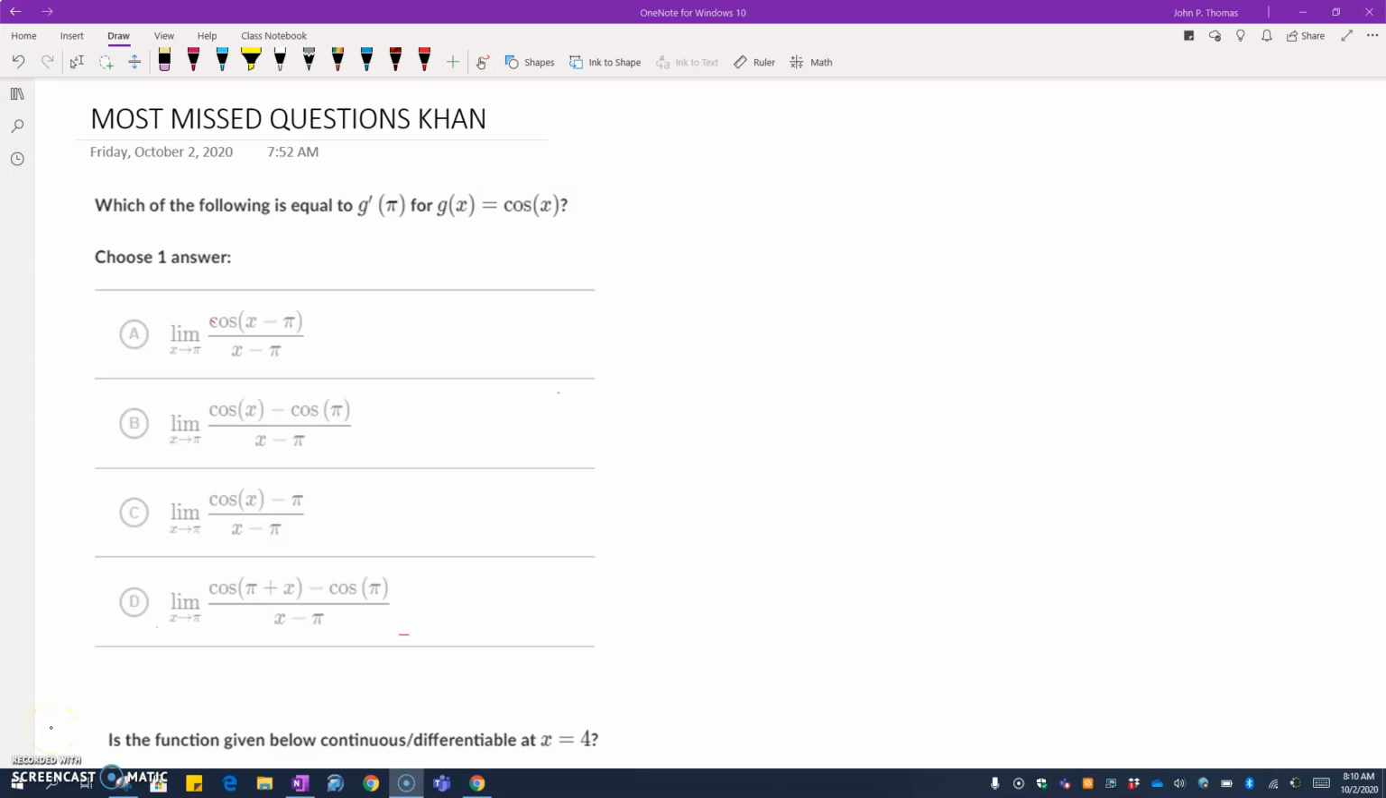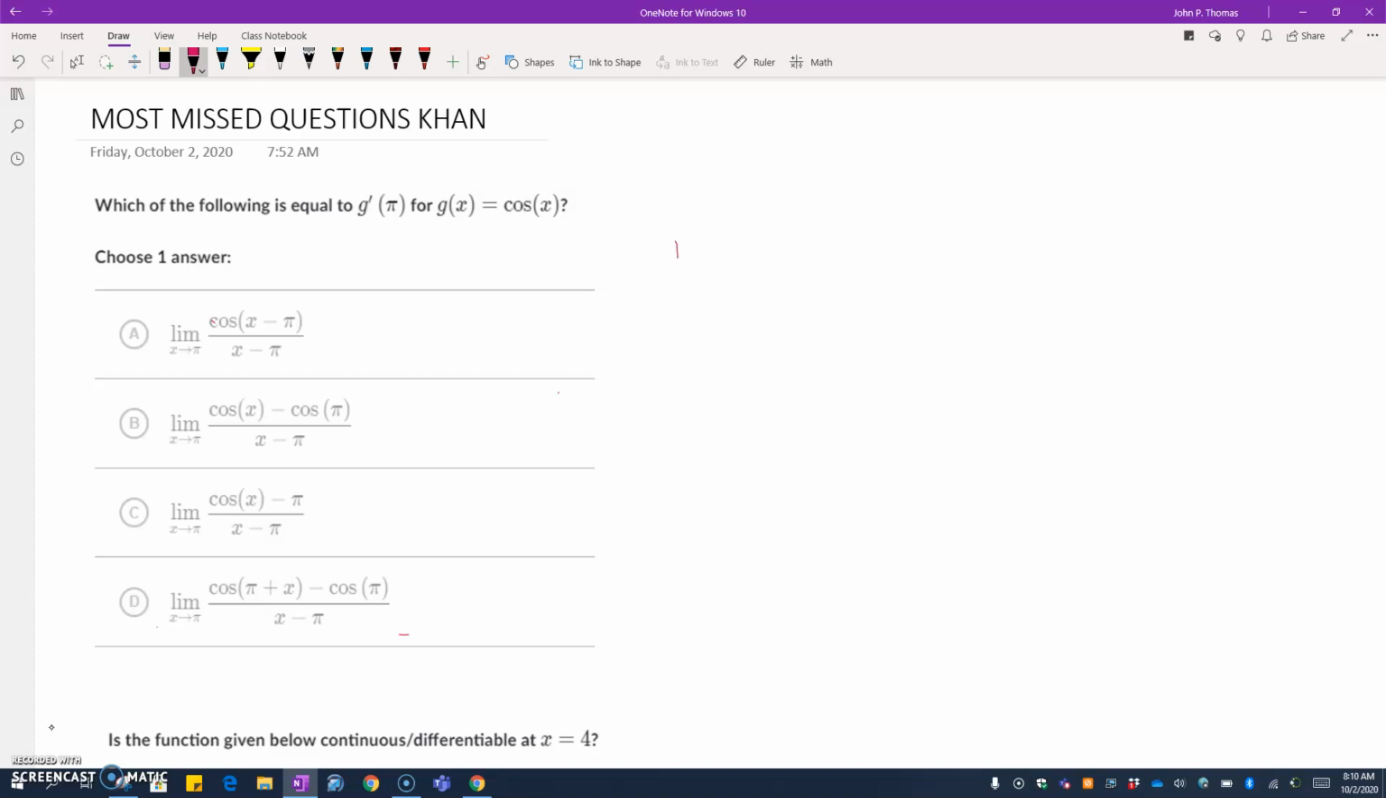All right, let's take a look at each of the most missed questions from the previous homeworks up through October 2nd in Unit 2. So from the first homework here, we've got this problem. It says, which of the following is equal to g prime of pi? All right, so right there we know we really have two choices.